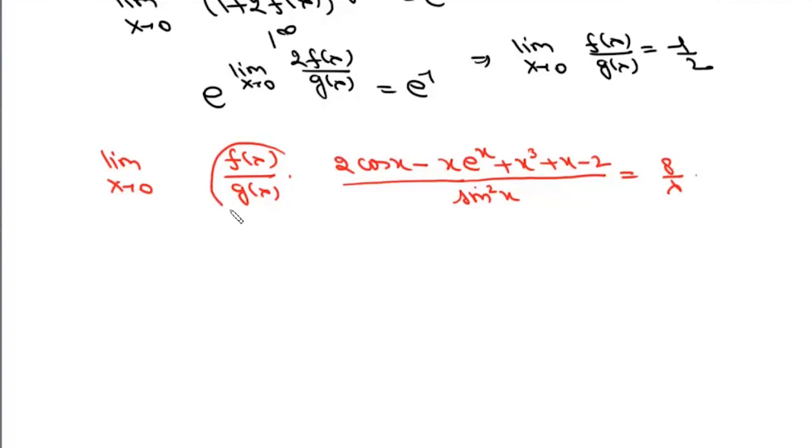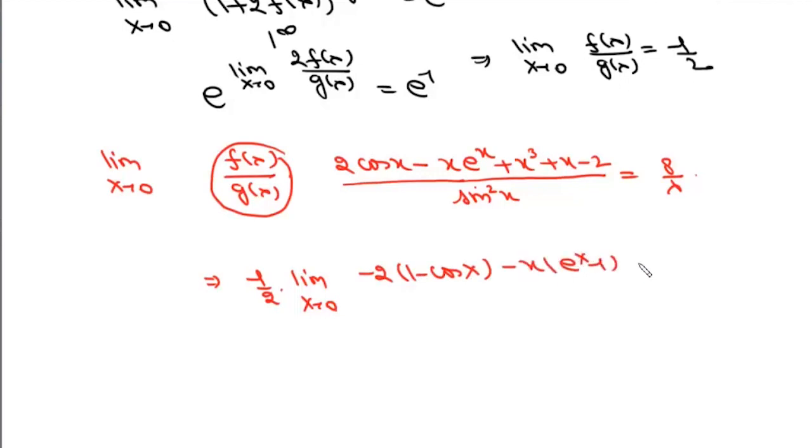Now we have already worked this out. This is minus 1 by 2, so it will be this minus 1 by 2 and then this limit x tends to 0. Now we write this as minus 2 times 1 minus cos x minus x into e to the power x minus 1 plus x cube upon sine square x, and it is equal to 8 upon lambda.